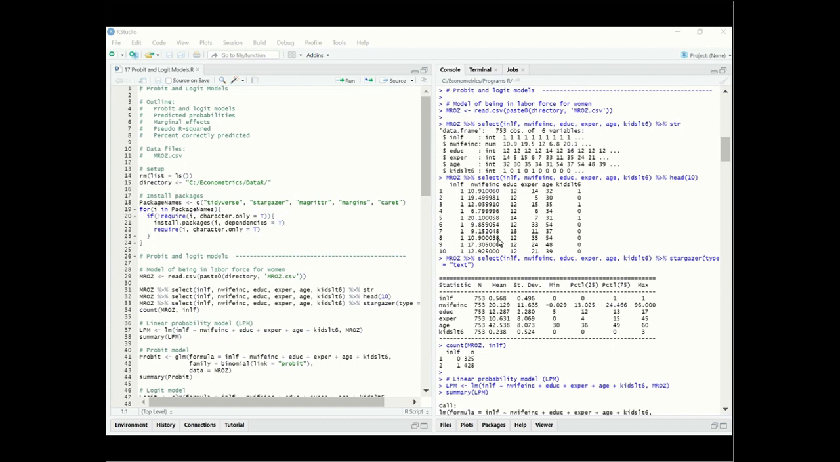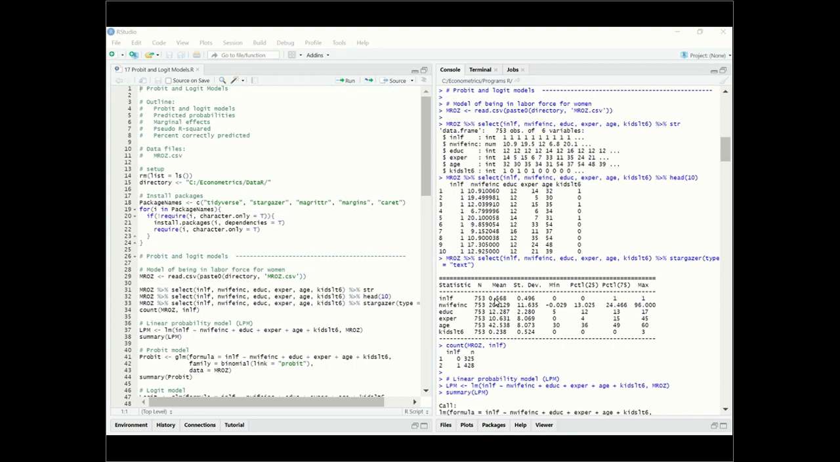Here's the non-wife income. This is the number of years of education, a number of years of experience, how old the woman is, and the number of kids that are under 6 in the house. And these are the descriptive statistics here for the variables.